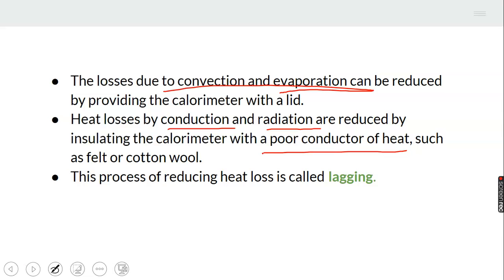And we call the process lagging. When you hear that a calorimeter is well lagged, it means that in between the copper vessels, we have two copper vessels, you are going to see the diagram as we progress, there is a felt or cotton wool in between them, so that it will help to minimize heat loss. We say that the calorimeter is lagged. Okay, the process is called lagging.